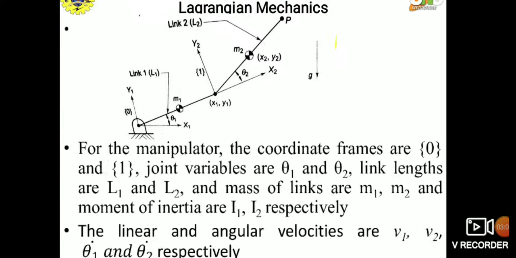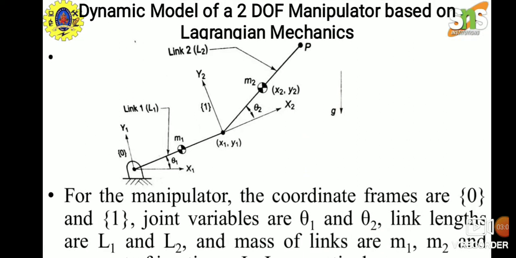Here we have two links, L1 and L2. The coordinate frames are 0 and 1, as we have already seen. The joint variables are theta 1 for link 1 and theta 2 for link 2. The masses are M1 for link 1 and M2 for link 2. Why do we use x and y here? Because we use Cartesian coordinate systems, so it is x1, y1 for link 1 and x2, y2 for link 2.